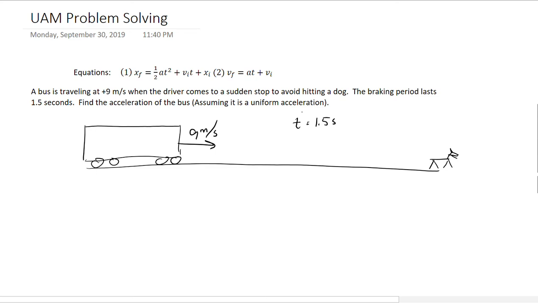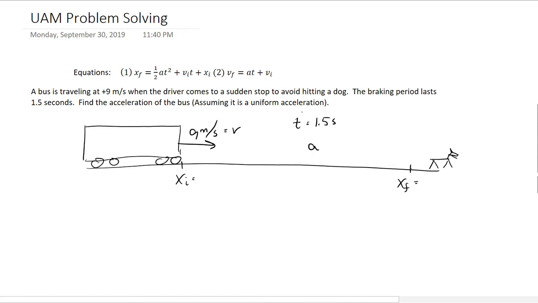the brakes. All right, so let's identify some of the things. Let's say we have an initial position, and later this bus is going to start hopefully short of the dog, right, at some final position. We have a velocity of 9 meters per second. We can label that v. We have a time, and if it's changing its velocity, then we have an acceleration a.